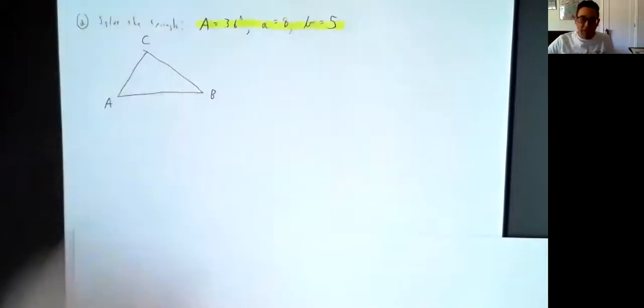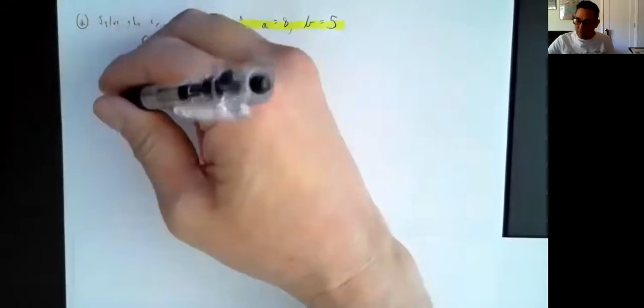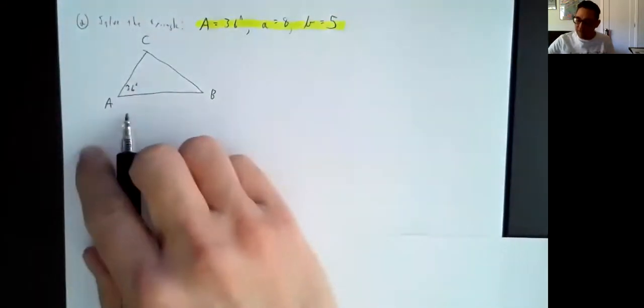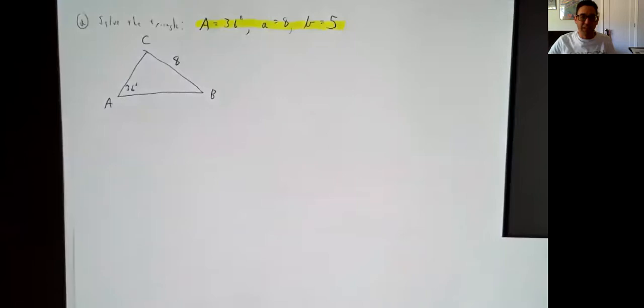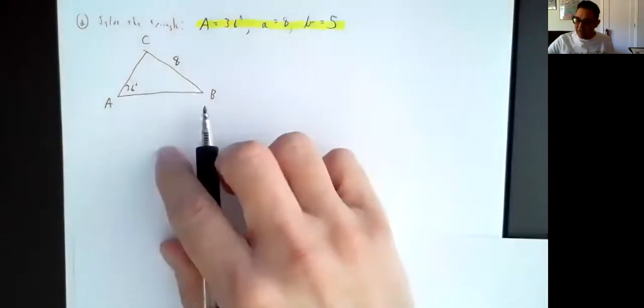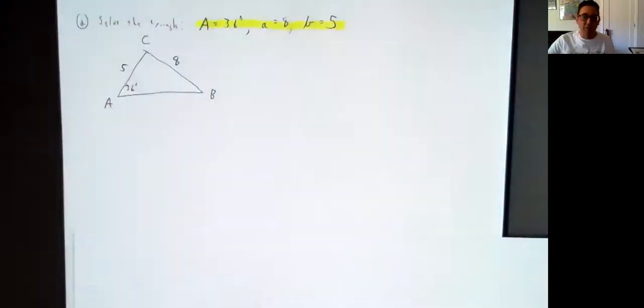A, and there seems to be a B and a C. I don't even know where they're going to go. I'm just putting it somewhere random. But whatever corner I call A, that's going to be my 36 degrees, so that has to go by the A corner. Side A is 8, and they have to be opposite each other. So there's my 8. And side B is 5. And since I made that angle B, the 5 has to go over there.